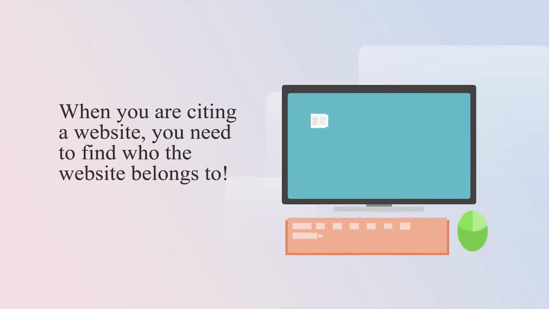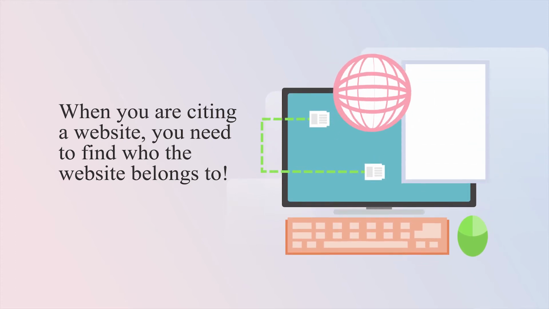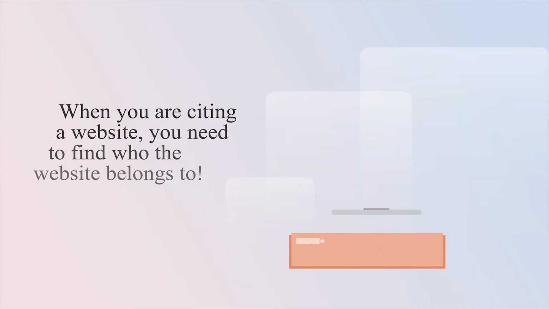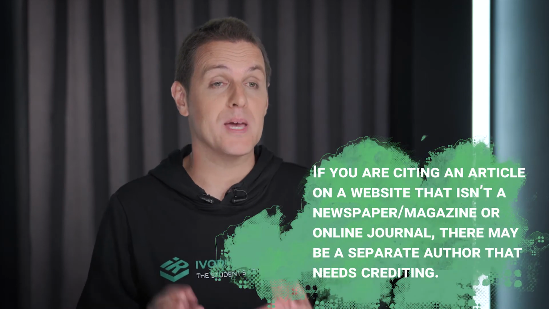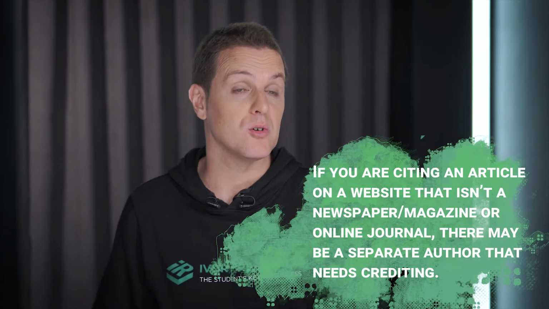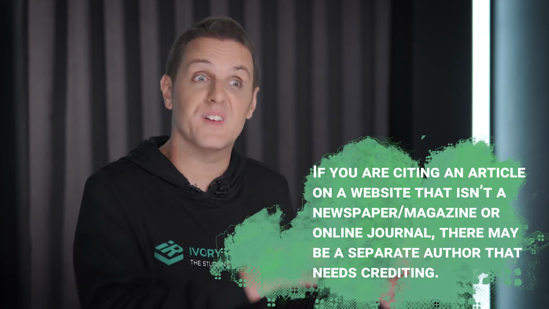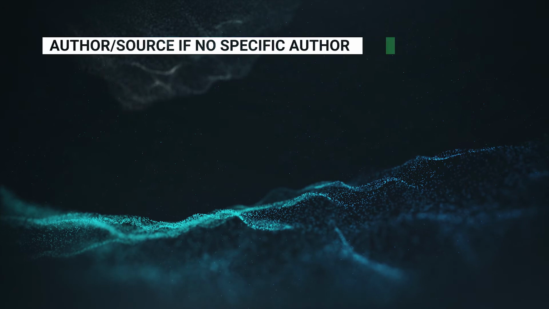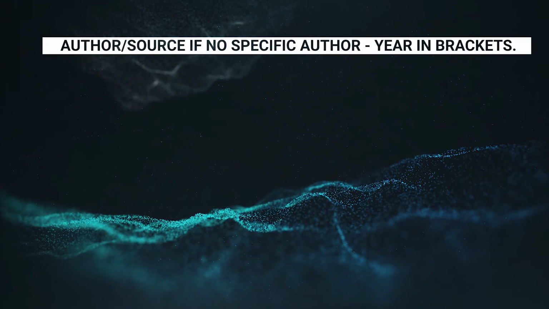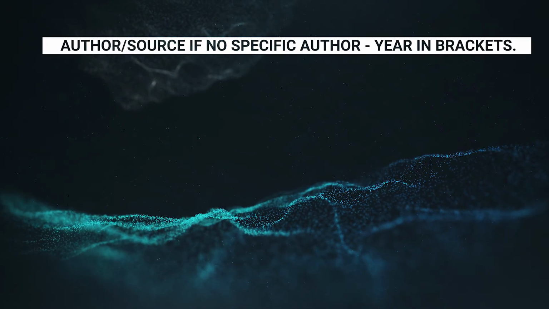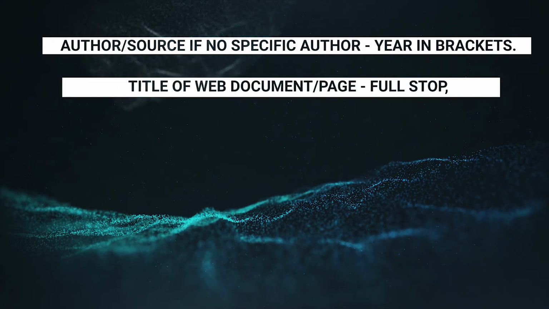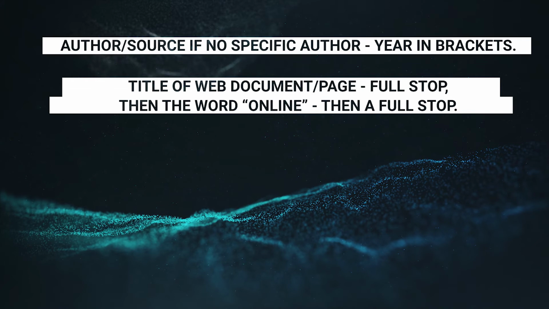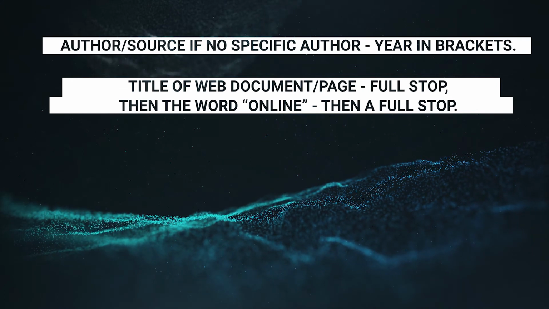When you are citing a website, you need to find who the website belongs to. If you are citing an article on the website that isn't a newspaper, magazine, or online journal, there may be a separate author that needs crediting. It is written like this: author or source if no specific author, year in brackets, title of web document or page, full stop, then the word online, then a full stop.